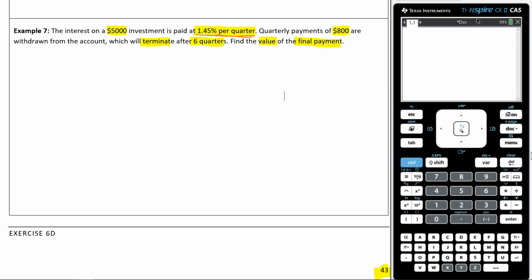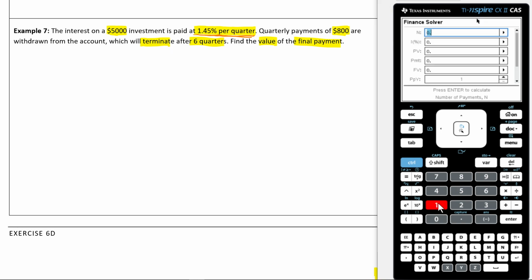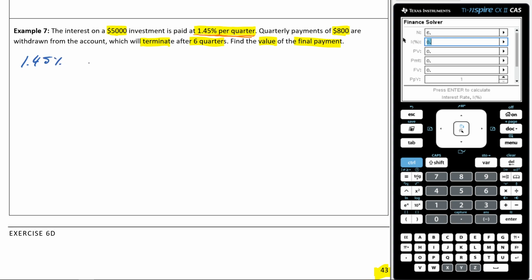All right, let's come to our finance solver, menu 8.1. What can we say immediately? Well, we've got 6 quarters, so let's just put 6 there for now. Tab. Now, this interest, are you paying attention? This interest here is per annum on the finance solver. It's per annum. So we don't have per annum. What we have is, and I'll write this down, 1.45% per quarter.